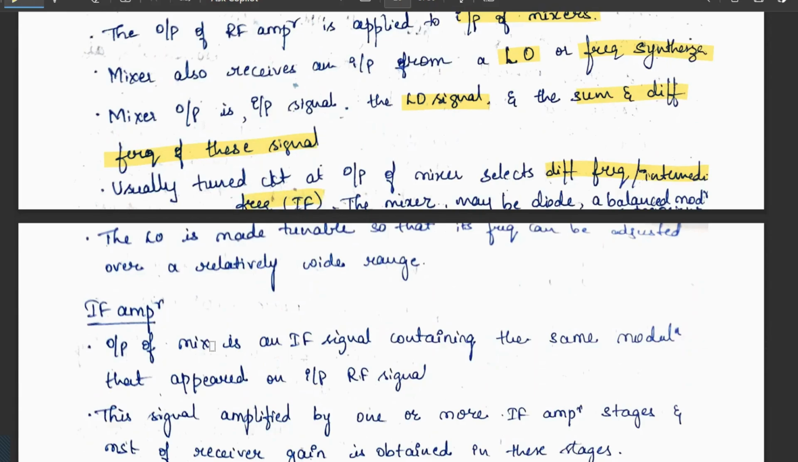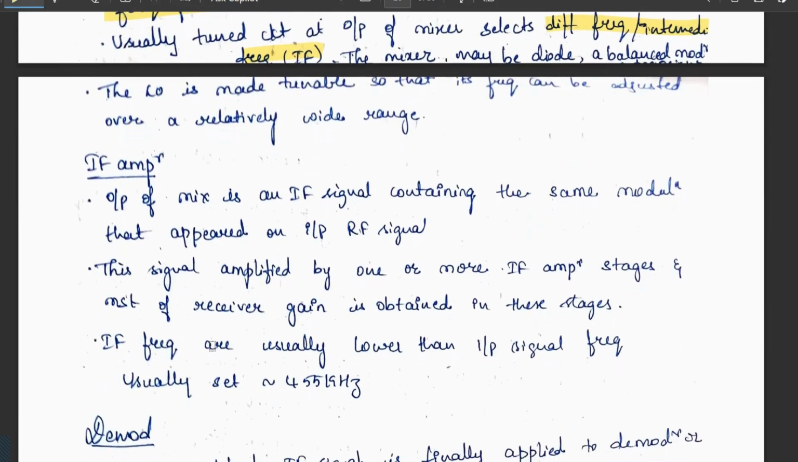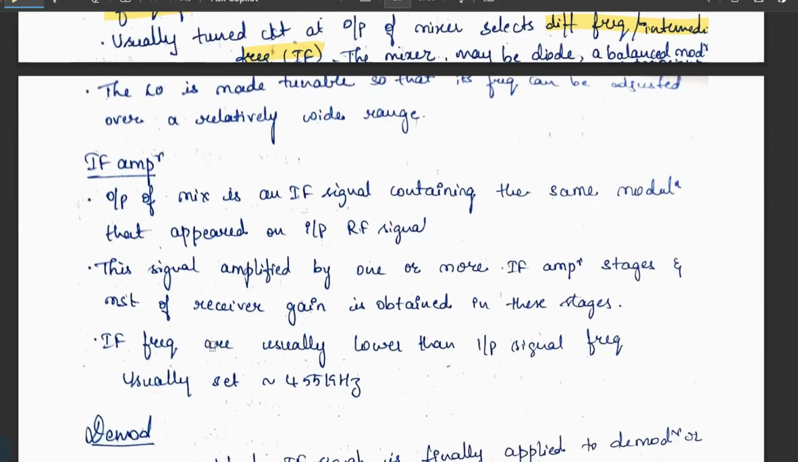The mixer may be a diode or a balanced modulator. Now the local oscillator is made tunable so that its frequency can adjust over a relatively wide range.